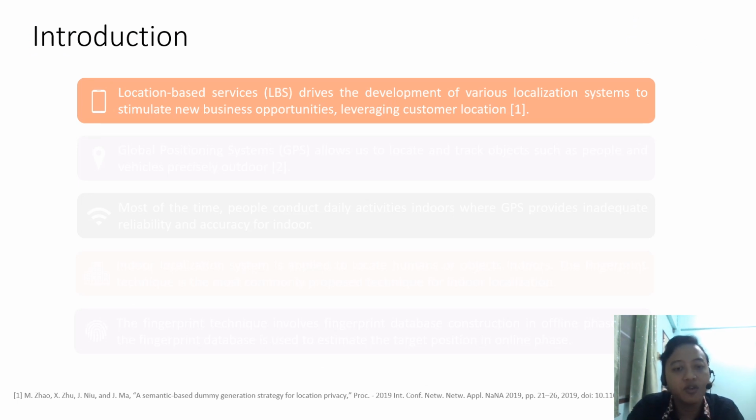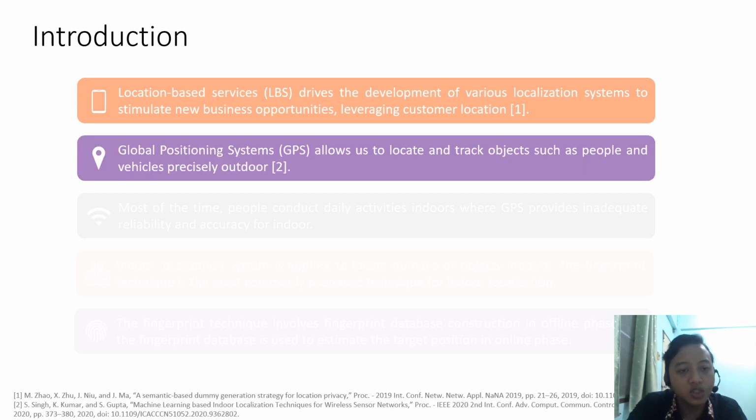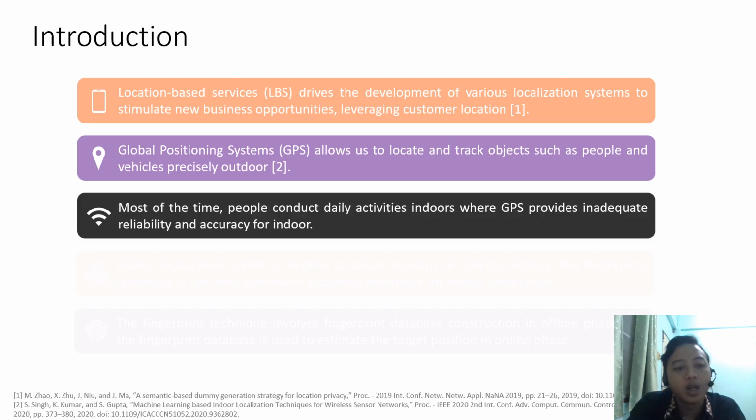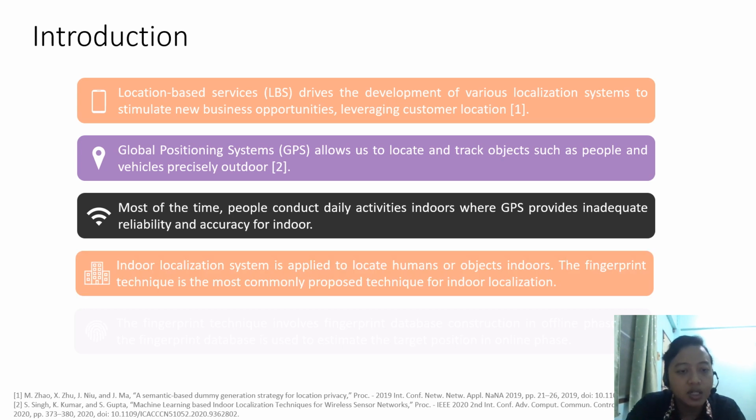The increasing demand for LBS, or location-based services, drives the development of various localization systems to stimulate new business, leveraging customer location. As we know, GPS, an established localization system, allows us to locate and track objects such as people and vehicles precisely outdoors. However, most of the time people conduct their daily activities indoors. Therefore, an indoor localization system is applied to locate humans or objects in an indoor environment.